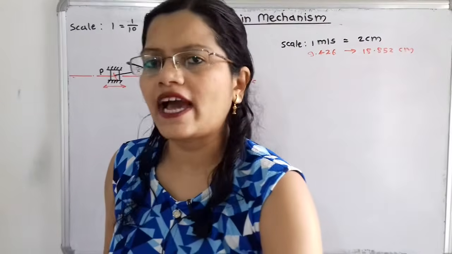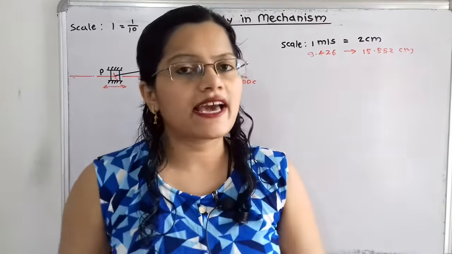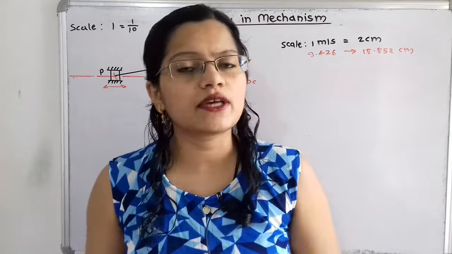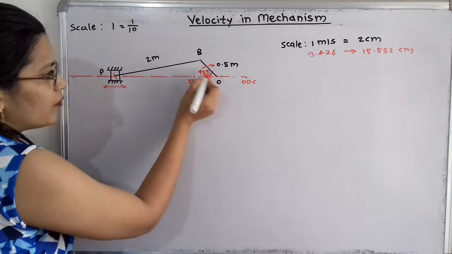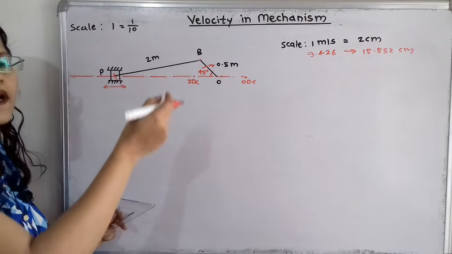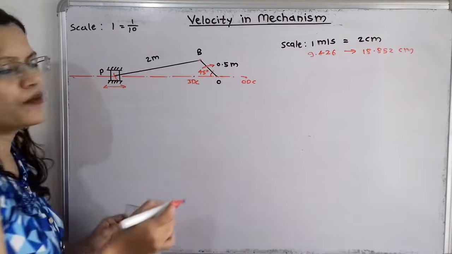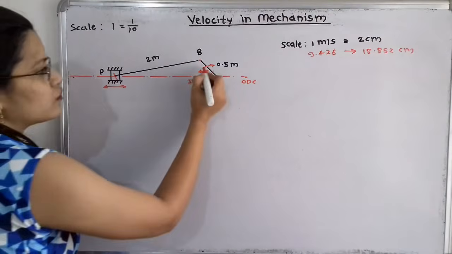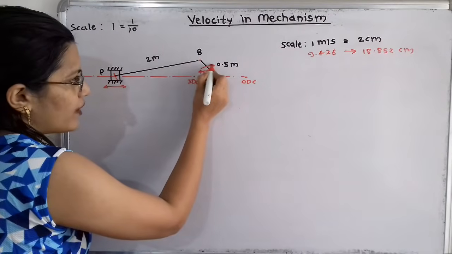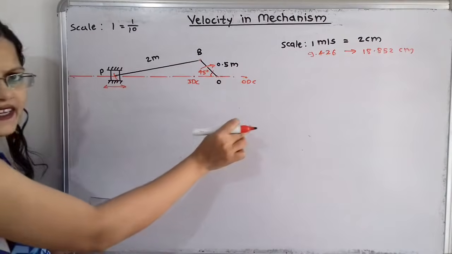But what about the direction? We know that the direction of linear velocity is perpendicular to the link. So here is the link OB, and we have to take one perpendicular line to this link OB. But we have to consider the rotation. The rotation is clockwise, that is towards the right hand side.